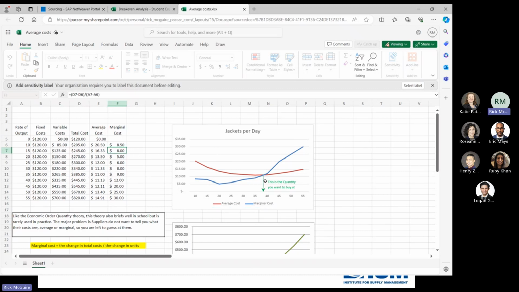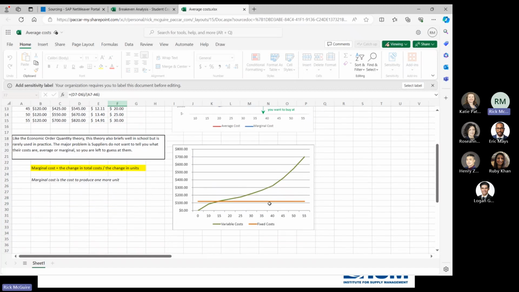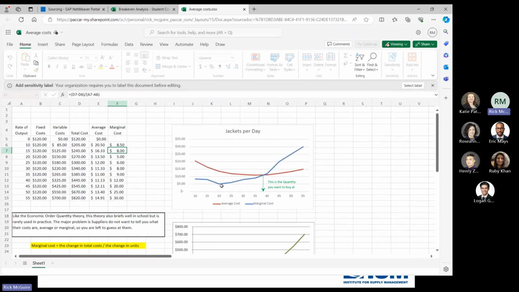So you want to buy factories where the average total cost, or ATC, crosses the marginal cost, because they're becoming more efficient, but then things start getting hard to do. The output's too high for the facility, and the average cost starts to rise because the marginal cost is rising. And that's what you're seeing here. So these are variable costs, and these are the fixed costs. So just know the difference between the average cost and the marginal cost. Marginal cost is what it costs to do one more unit.